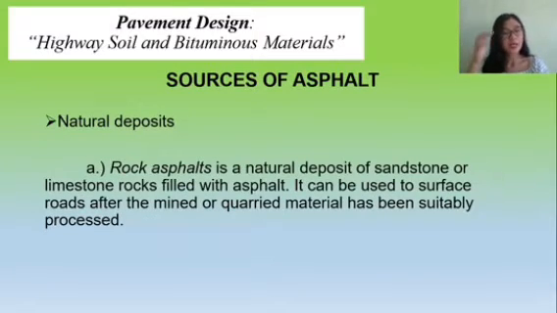Next one is the rock asphalt. Rock asphalt is a natural deposit of sandstone or limestone rocks filled with asphalt. The amount of asphalt varies from one deposit to another, the same as native asphalt. It can be used to surface roads after the mined or quarried material has been suitably processed. This process includes adding suitable mineral aggregates, asphalt binder, and oil, which facilitates the flowing of the material. Rock asphalt is not used widely because of its high transportation cost.